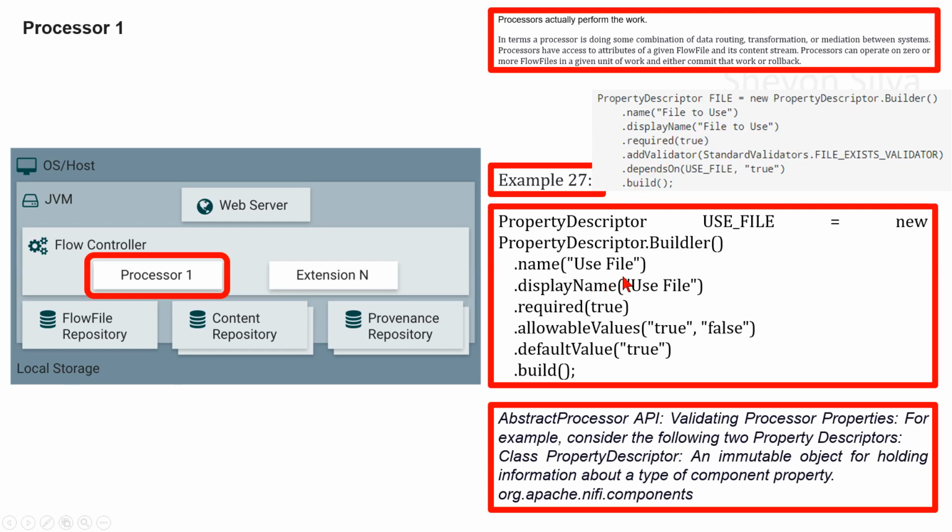If use file is set to true and the file to use does not have a value set, the processor will be invalid because the file to use property is required. If the use file is set to true and the file to use has a value set but the specified file does not exist, the processor will also be invalid because the file to use property is invalid according to the validator.